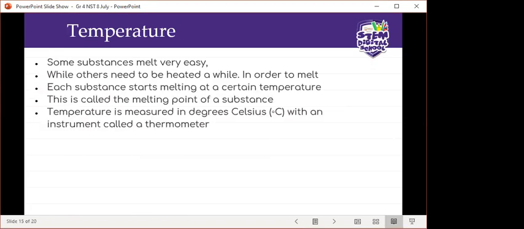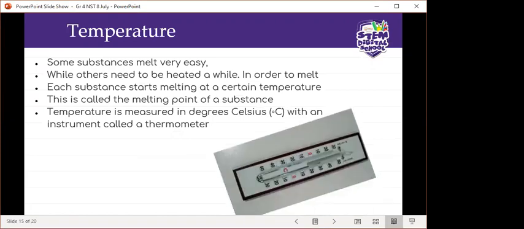And we covered temperature, and we said the instrument that we use for temperature is a thermometer. And here we have an example of a thermometer. Gabriel, I see your hand. I will be with you shortly.